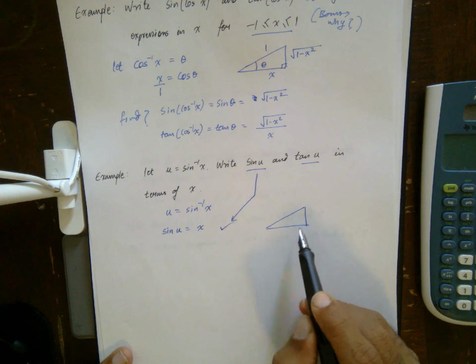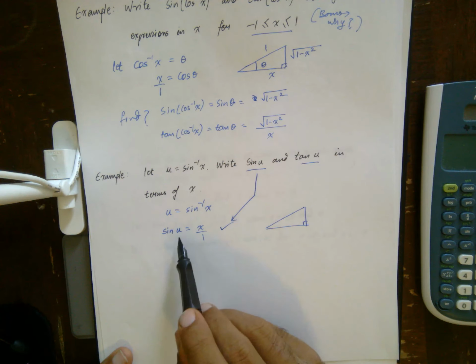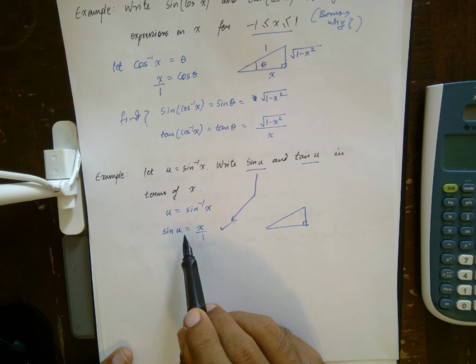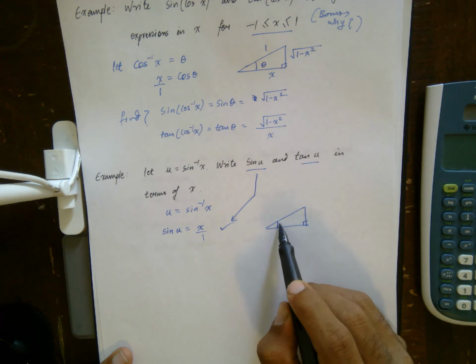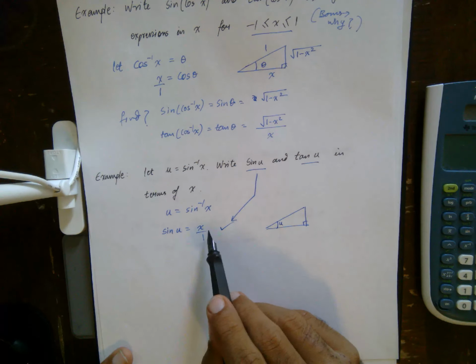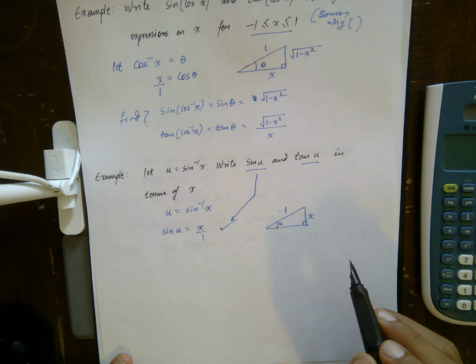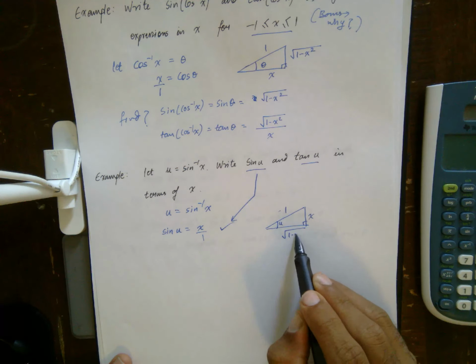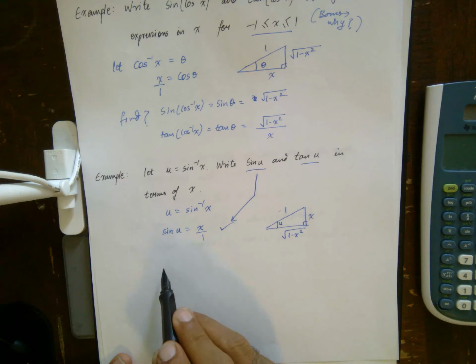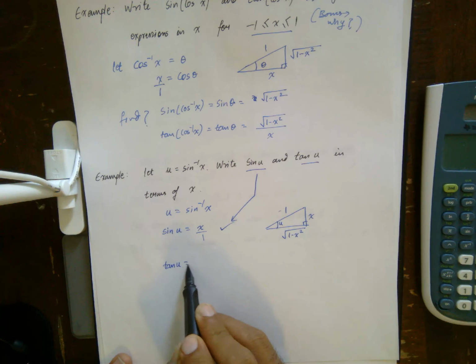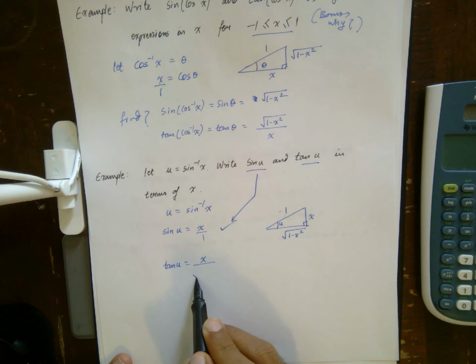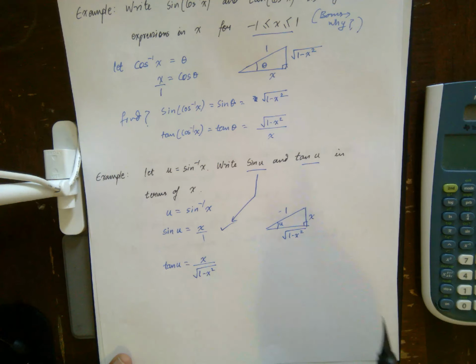Now in this case, once again, the input of a sine function is an angle. So this angle must be u, and the output is the ratio of opposite to hypotenuse. So the opposite must be x and hypotenuse must be 1, which gives my adjacent to be square root of 1 minus x squared. So tan u then is opposite, which is x, over adjacent, which is square root of 1 minus x squared. So these are ways for algebraically solving for composition of inverse trig functions.